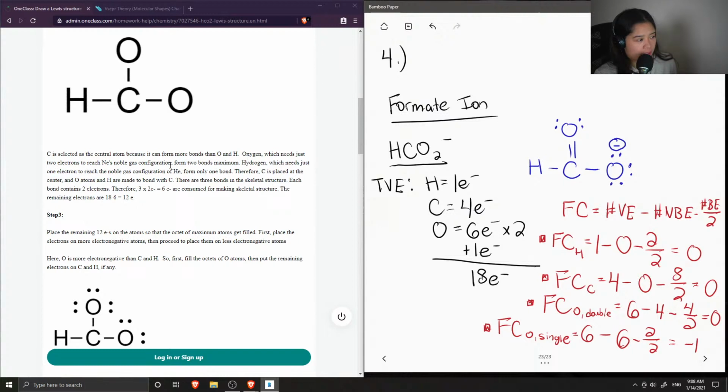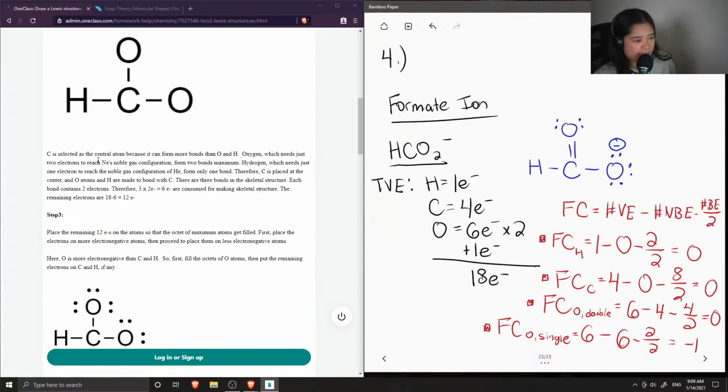You would also say that carbon can be the central atom because it can form more bonds, but also because it is less electronegative than the oxygen. So typically the least electronegative element would be the central atom, with the exception of hydrogen, since hydrogen can only form 1 bond. So that's why carbon is most likely going to be the central atom.